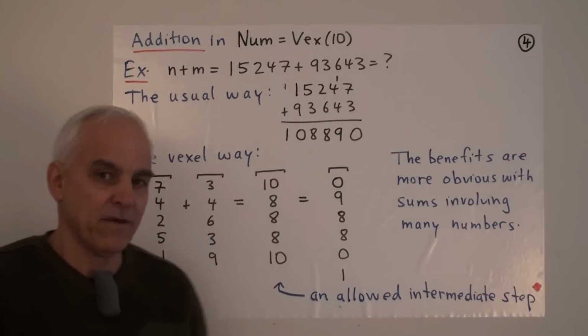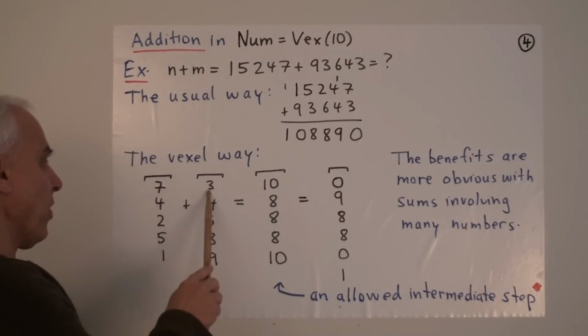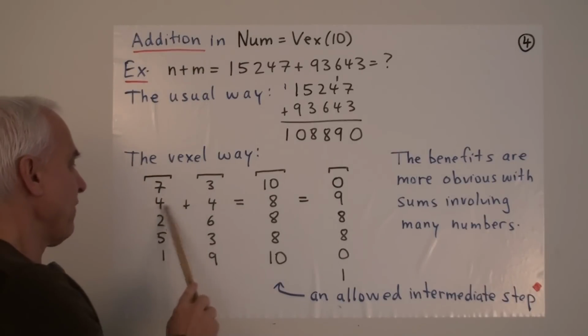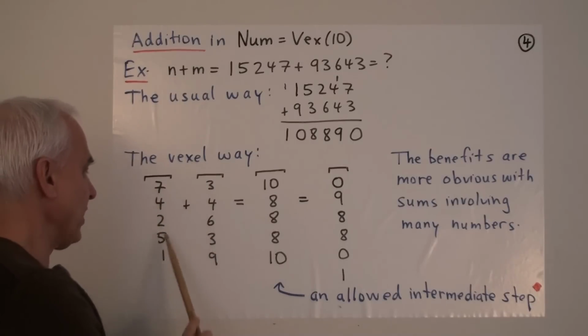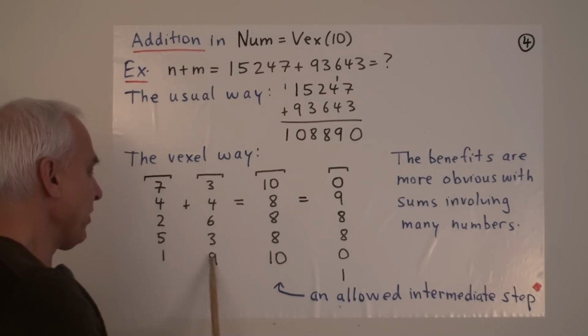So to add them in the vexil world, we just add component-wise. 7 plus 3 is 10. 4 plus 4 is 8. 2 plus 6 equals 8. 5 plus 3 equals 8. 1 plus 9 equals 10.